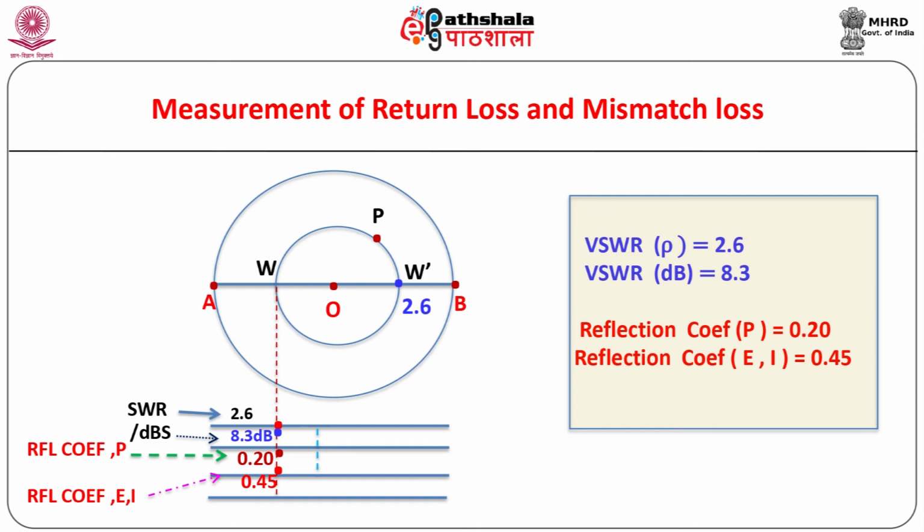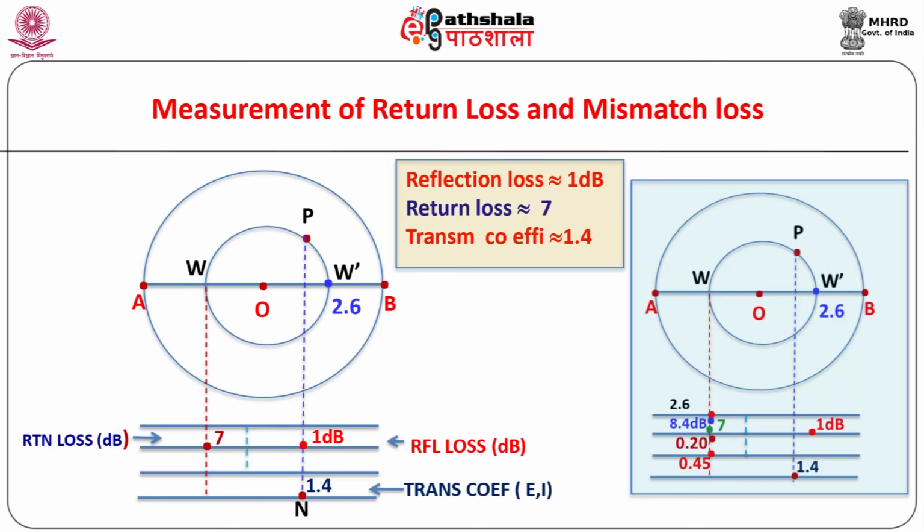The third quantity is the reflection coefficient expressed in terms of power. The magnitude is 0.20, which is 0.45 squared, on the lower side of the second horizontal scale marked RFL coefficient P. Return loss will be approximately 7. It is written on the upper side of the second horizontal scale marked RTN loss in dBs. Step 5, transmission coefficient.